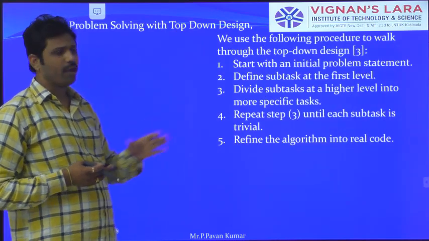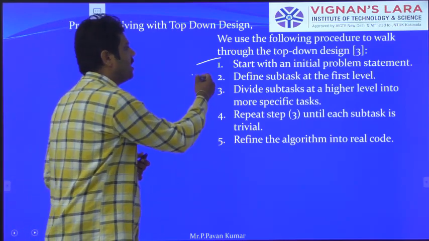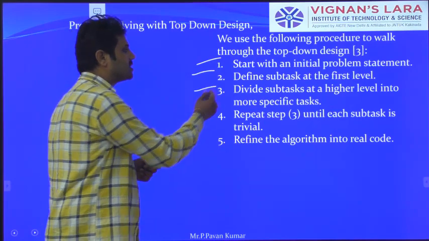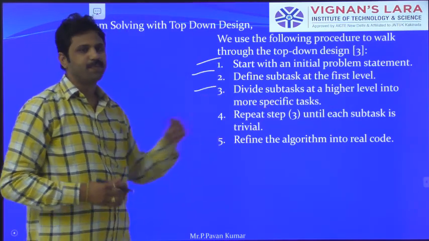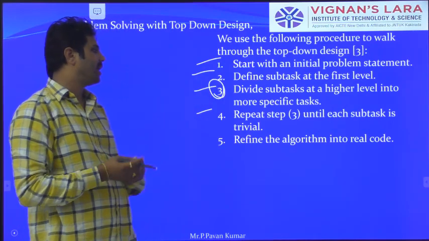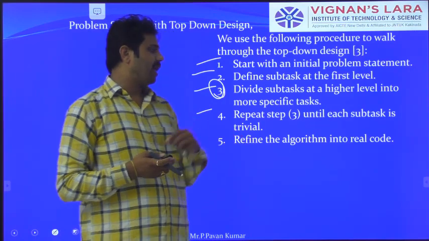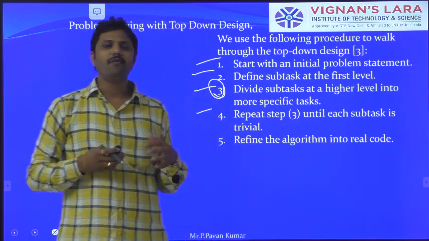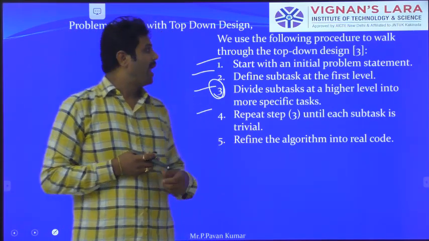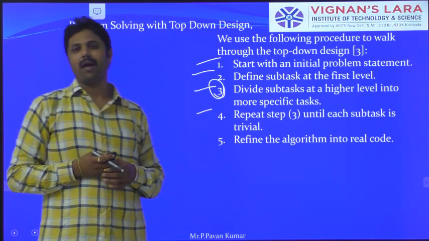So we have the following steps. First one is to start with the initial problem statement. Next, define subtasks at the first level. Next, divide the subtasks into more specific tasks at a higher level. And next, repeat step 3 until you get the exact output and refine the algorithm for the real code. So finally, we will get the algorithm for the real code. That means the output. So this is the top-down approach in the Python programming language.